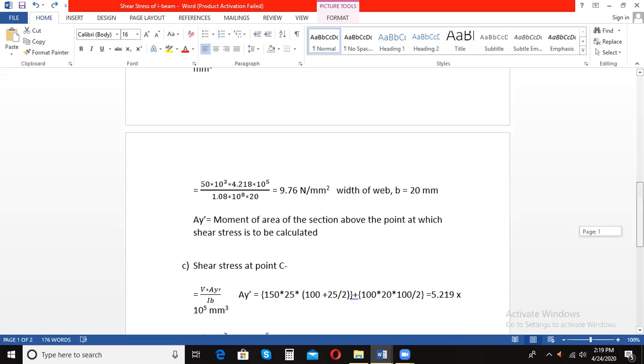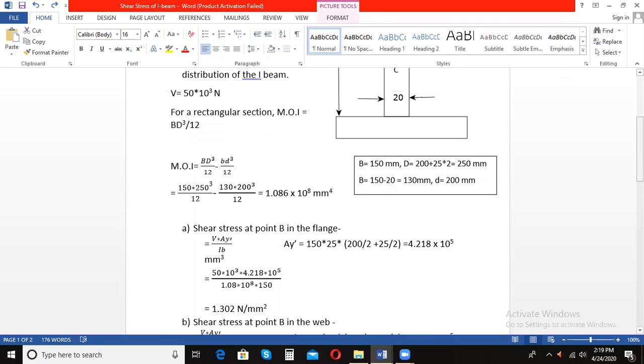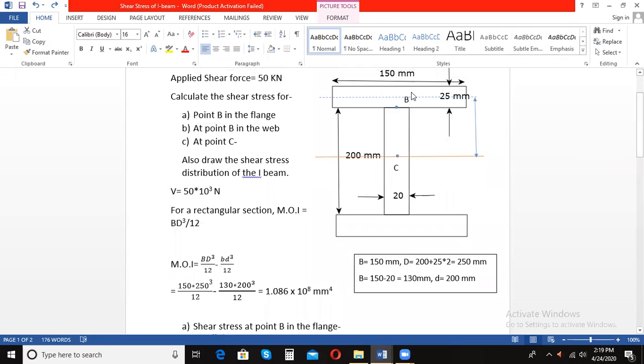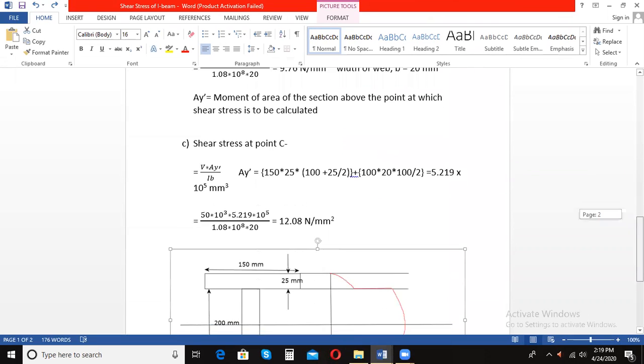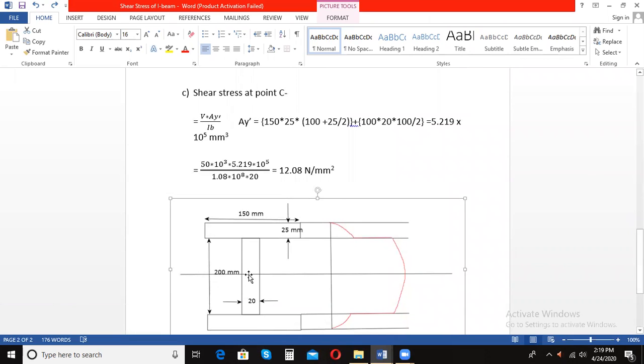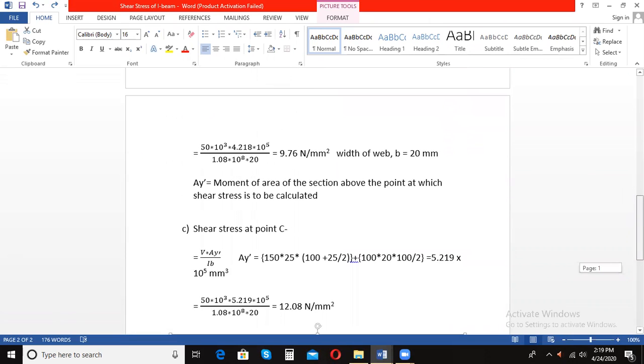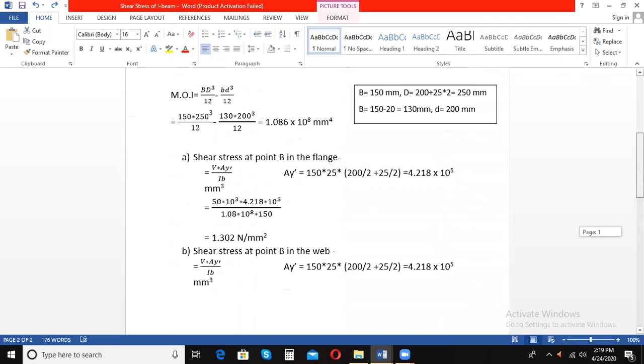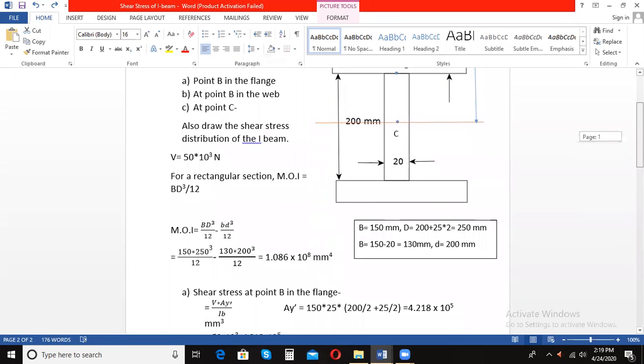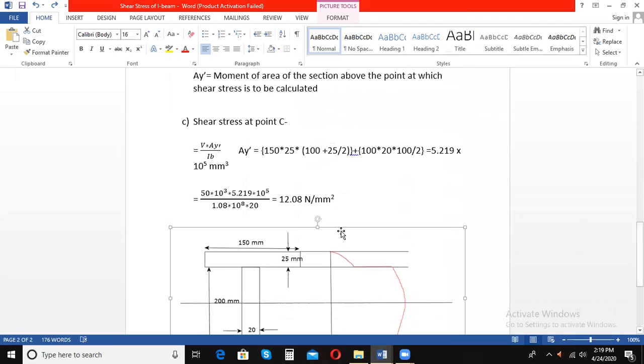Initially we had calculated the shear stress for point B in the flange. Then we calculated the value of shear stress for point B in the web. And now you are calculating the shear stress for point C, which is lying on the neutral axis. If you compare all these three values of shear stress at three different points, you can see that the maximum value of shear stress is occurring at the neutral axis, which is 12.08.